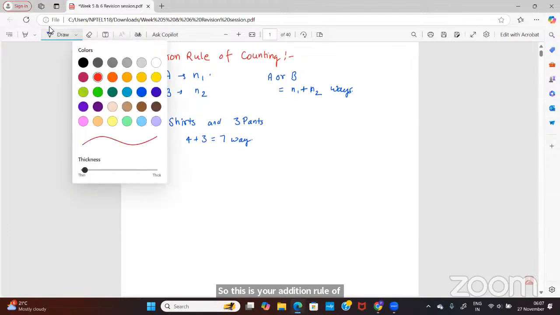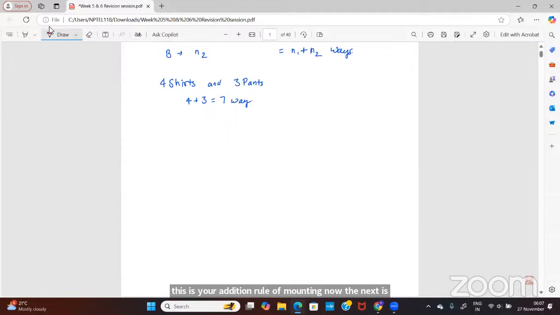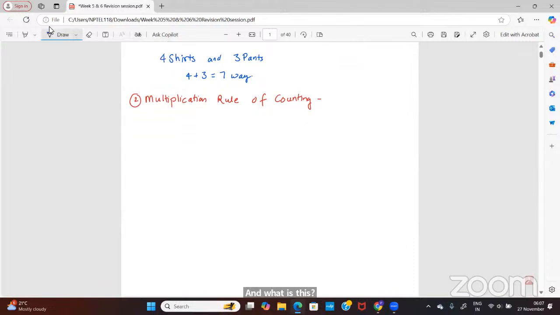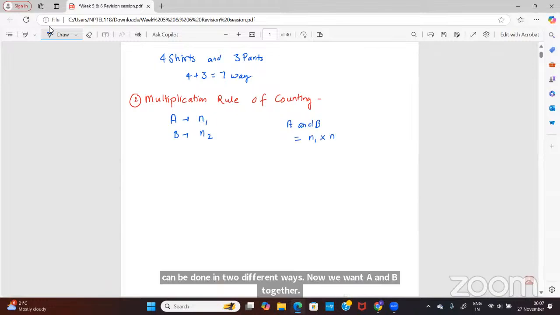Now the next is multiplication rule of counting. And what is this? Multiplication rule. So yeah, we have action A, which can be done in n1 different ways, and B, that can be done in n2 different ways. Now we want A and B together. Okay, so that we can do in n1 multiplied by n2 different ways, right?